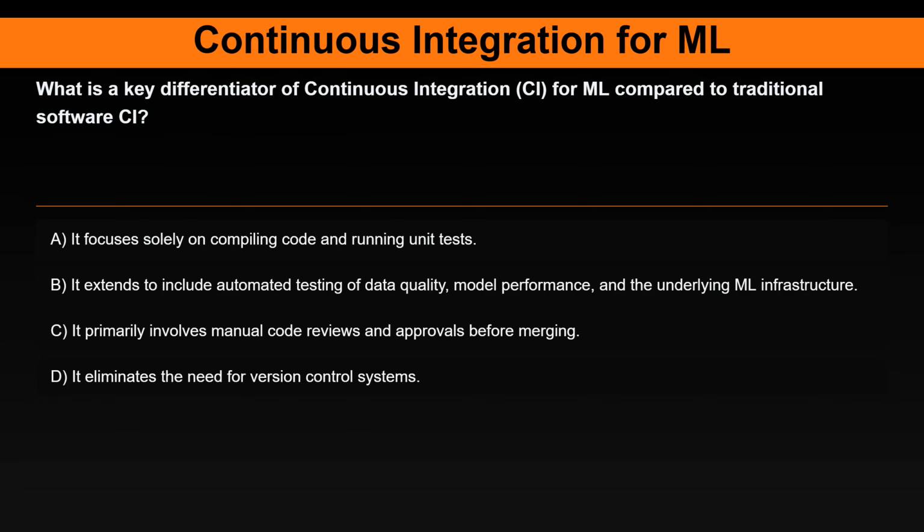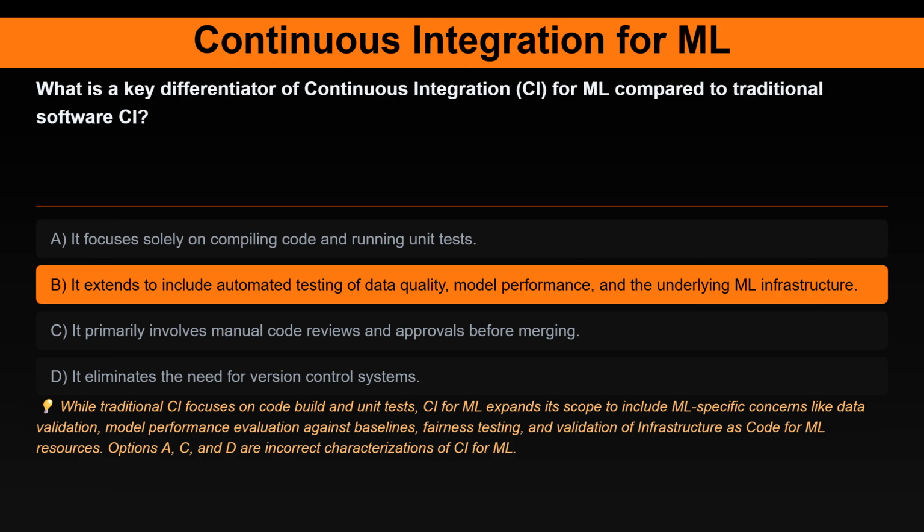Question 13. What is a key differentiator of continuous integration, CI, for ML, compared to traditional software CI? Option A. It focuses solely on compiling code and running unit tests. Option B. It extends to include automated testing of data quality, model performance, and the underlying ML infrastructure. Option C. It primarily involves manual code reviews and approvals before merging. Option D. It eliminates the need for version control systems.